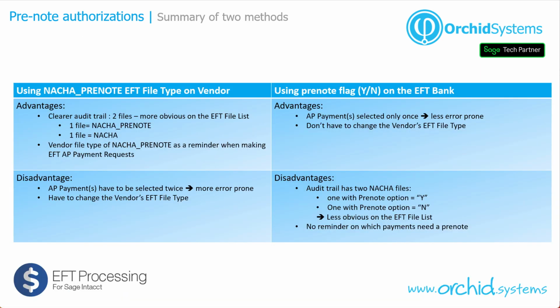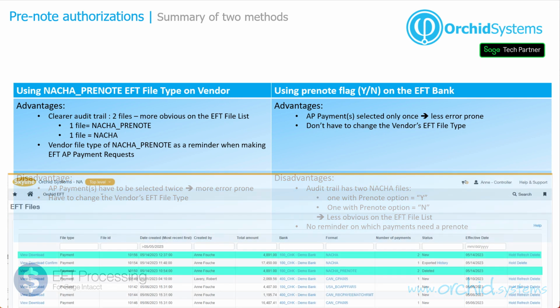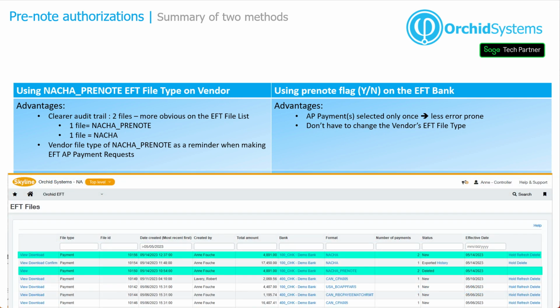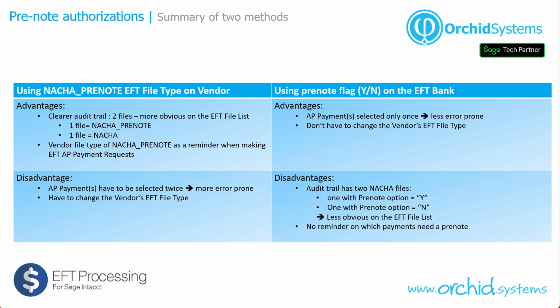I have now shown you two methods that you can use to create the pre-note files. Using the Nacha pre-note EFT file type on the vendor, you have a clear audit trail of the files created. One will be created with the file type Nacha pre-note, and one will be created with the file type Nacha. And on the EFT vendor, as soon as you create a new vendor or make an amendment to their bank account details, changing the EFT file type to Nacha pre-note, it's a reminder when you come to making the payment that you need to create a pre-note for that vendor and payment.